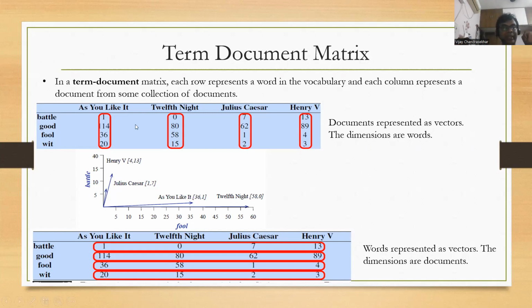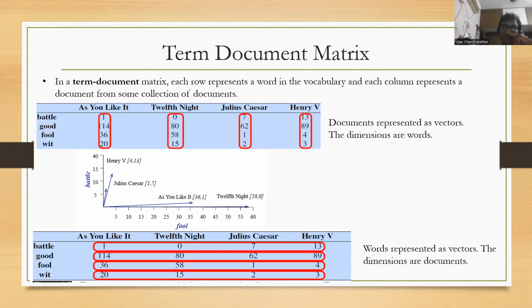So what we're doing here is representing the document as a vector. Now, can somebody tell me what is the dimension of this vector? Here the document is As You Like It, one document. Twelfth Night is another document. Julius Caesar is another document. Henry V is another document. So can somebody tell me what is the dimension of this vector?